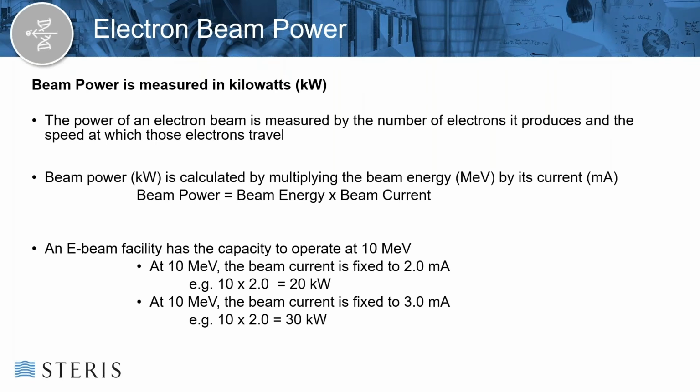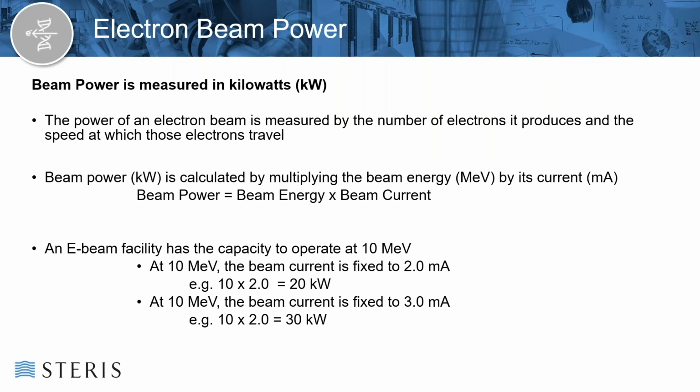So for beam power, we measure that in kilowatts. The power of the beam is measured by the number of electrons it produces and the speed at which those electrons travel. So it's the multiple of our energy and our beam current we get our beam power. It's a pretty simple equation, so it's handy to point out here. So for a beam that's operating at 2 milliamps of beam current, operating at 10 million electron volts, we have a 20 kilowatt beam.